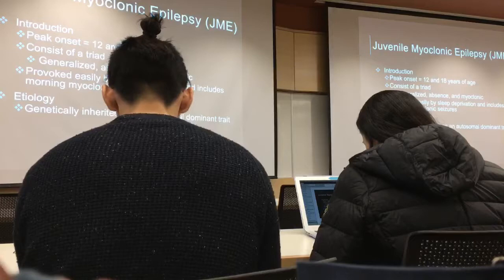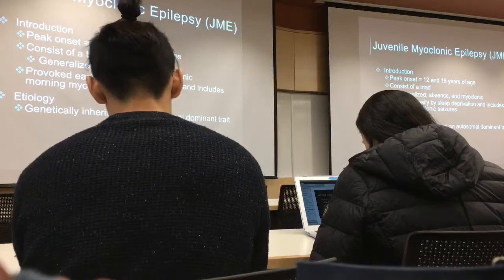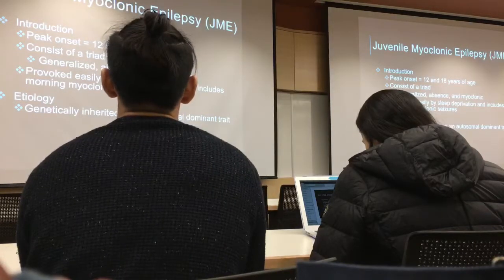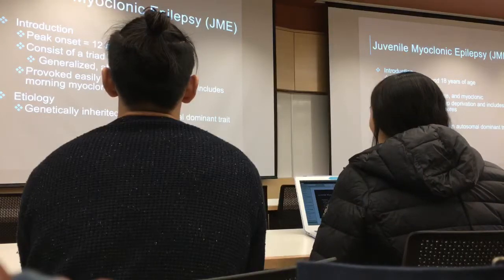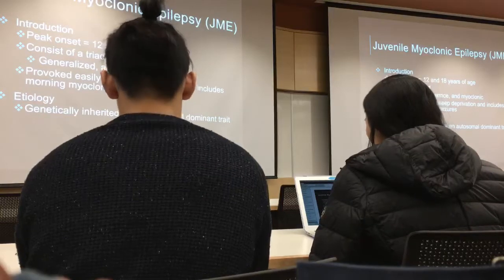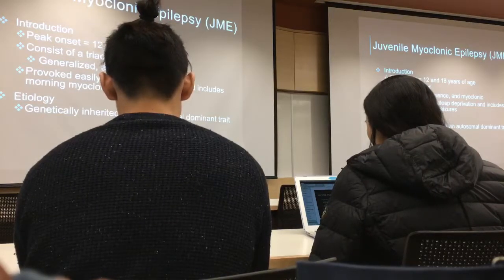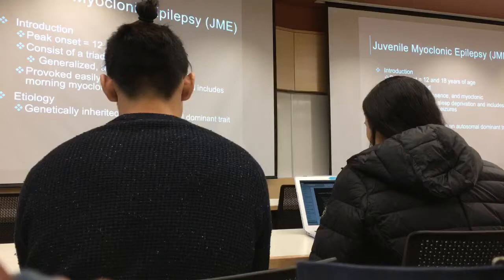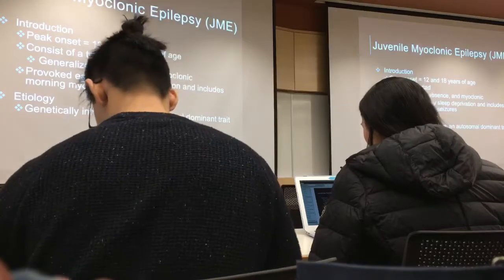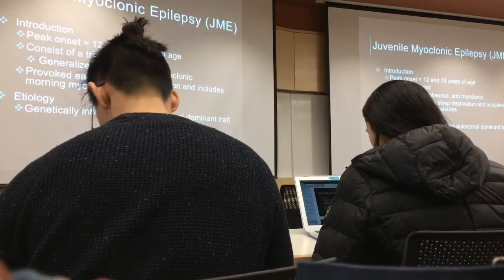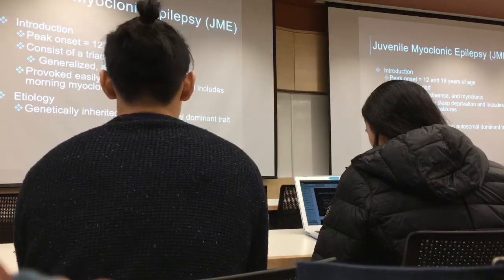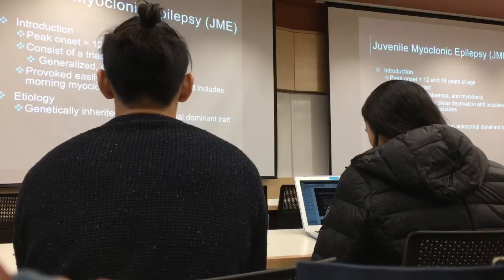One of them is generalized seizures. It doesn't have to be a combination of tonic-clonic. It could just be generalized tonic or generalized clonic. There's also absence seizure with it, and there are also myoclonic jerks as well. So there are 3 types of seizures in this, and that's why it's called a triad with JME. The other thing that's unique with JME, and usually we see it peak during adolescence, is that this is due to sleep deprivation.